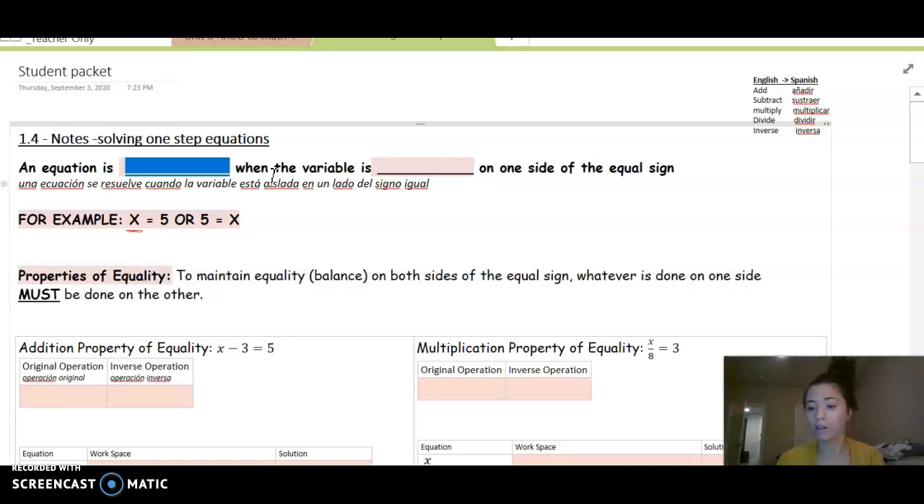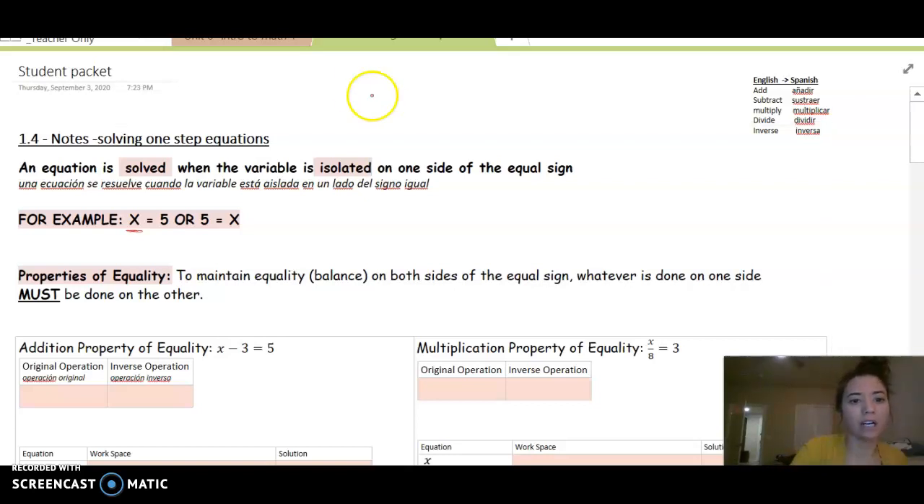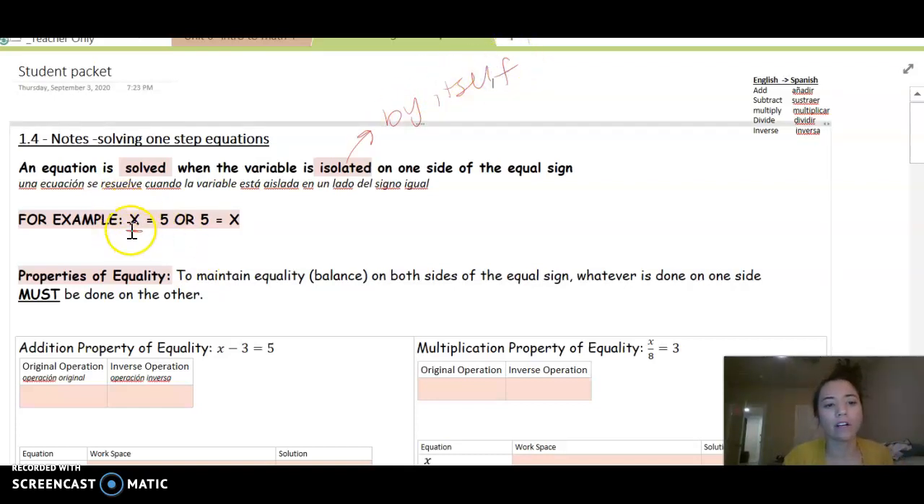Now, what does it mean to solve an equation? An equation is solved when the variable is isolated on one side of the equal sign. And isolated just means by itself. And then I have an example for you here. So when your x is all by itself on one side, you know it is solved, and it tells you that x should be 5, okay?